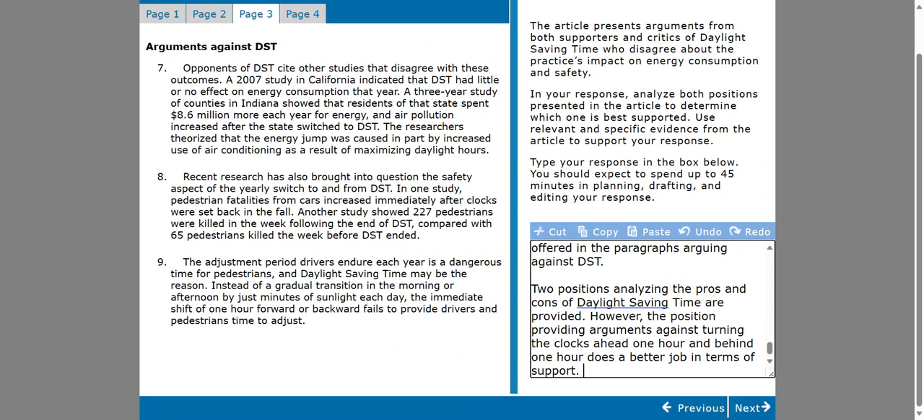And instead of better job, I might say offers more compelling data in terms of support. However, the position providing arguments against turning the clocks ahead 1 hour and behind 1 hour offers more compelling data in terms of support.